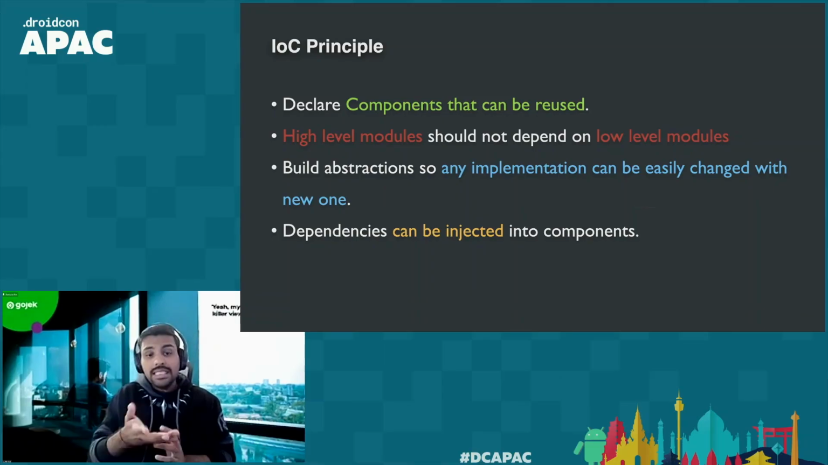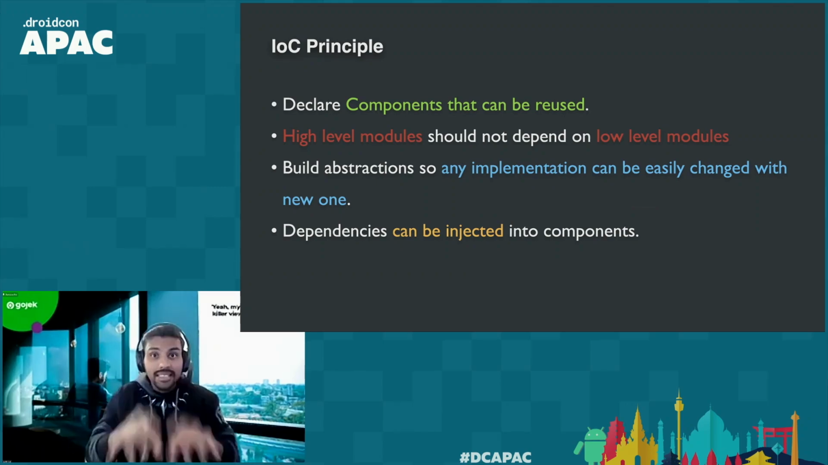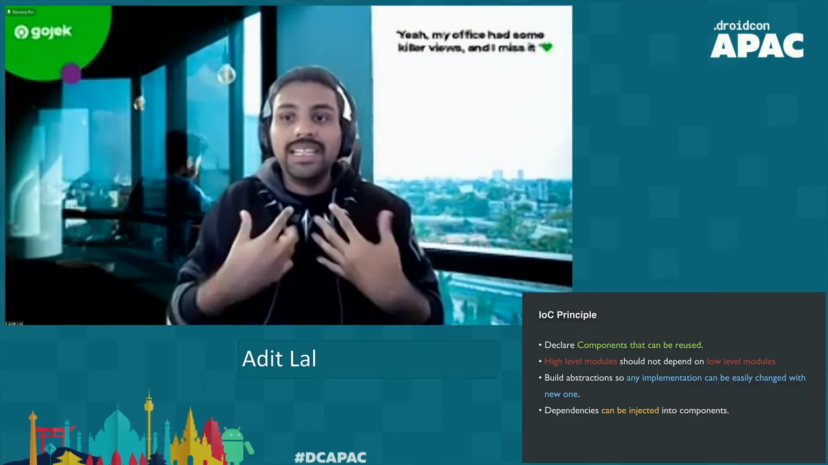Next, dependencies can be injected into components. A lot of people don't realize that a component can depend on someone else to provide a dependency that this component can then provide further down the stream. So remember that you can actually depend on some other component to provide something that you don't know how to initialize or you don't know how to bring about.